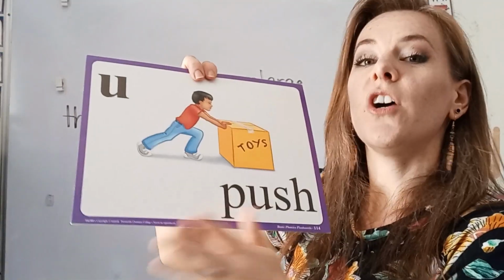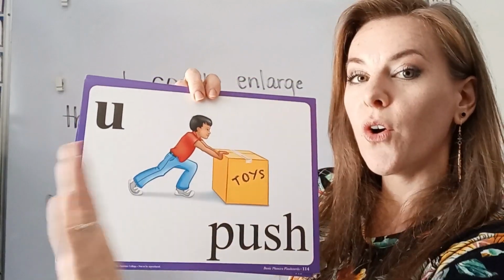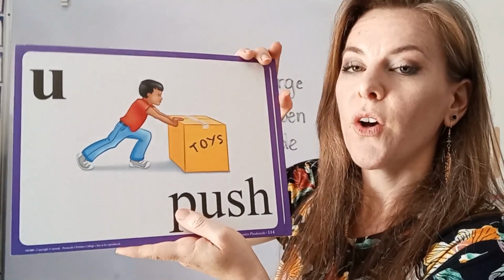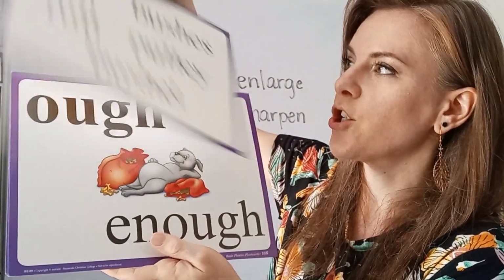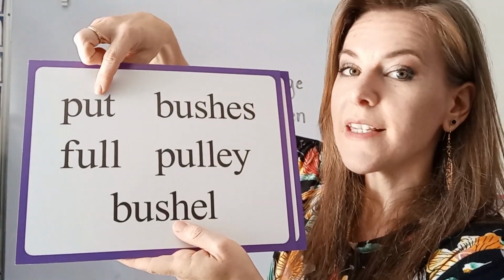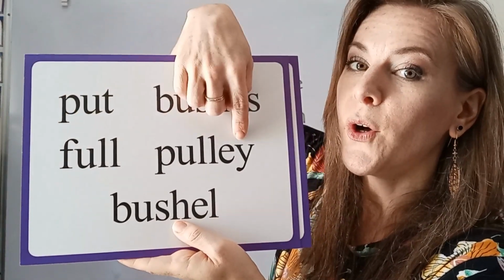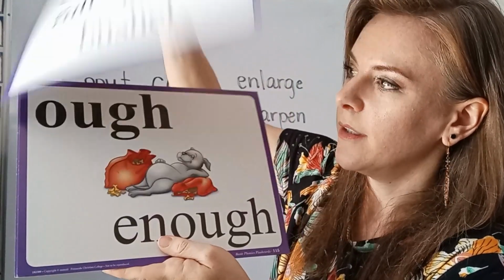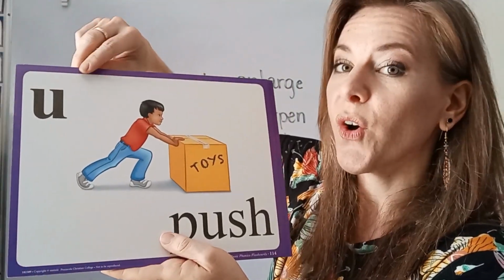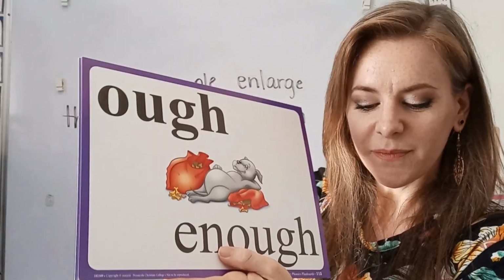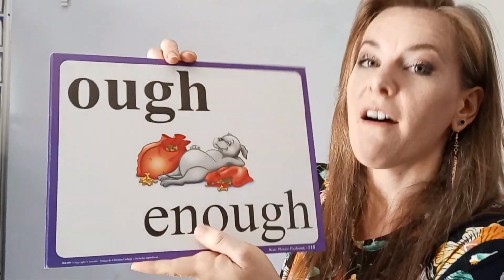Then we have the u in push. It's just the U, but it says oo. So we have put, bushes, full, pulley, and bushel. The U says oo in push.